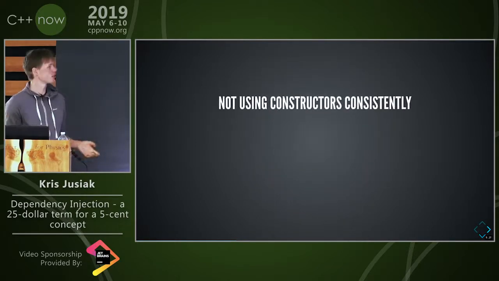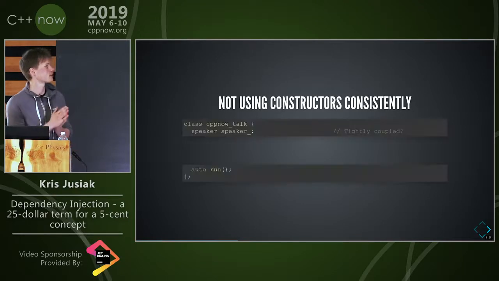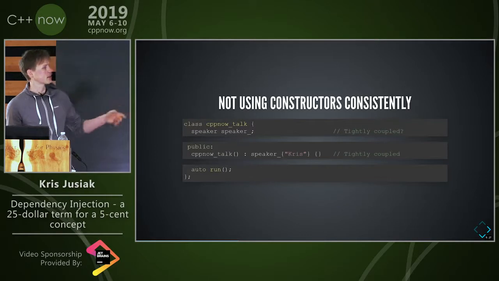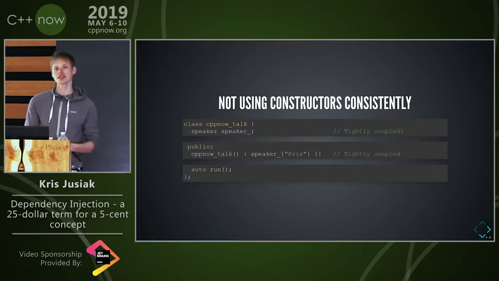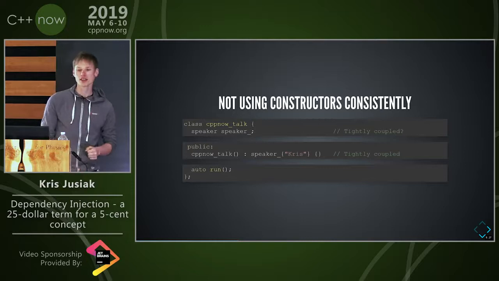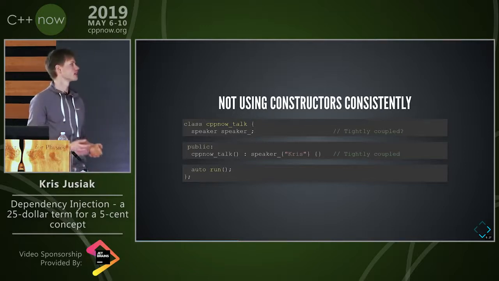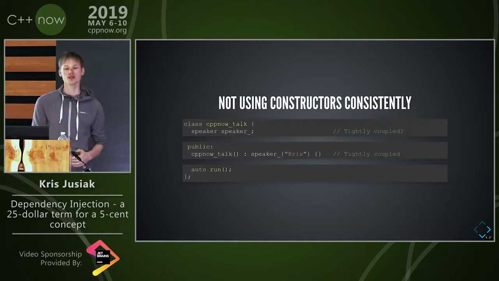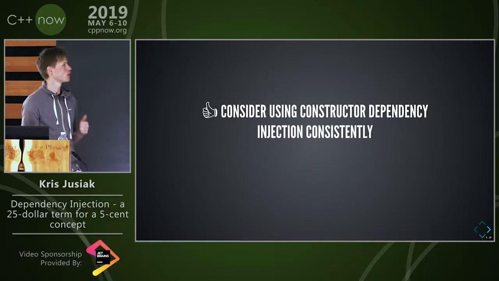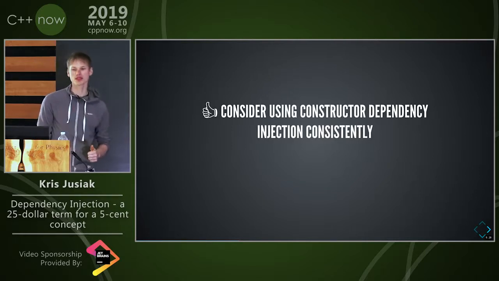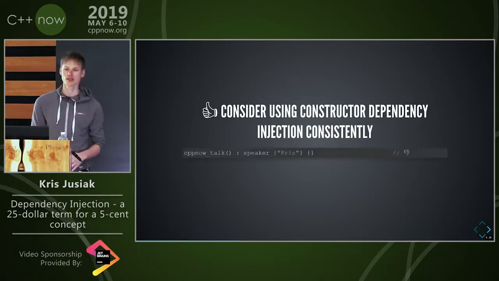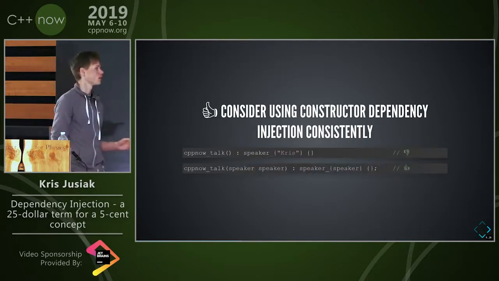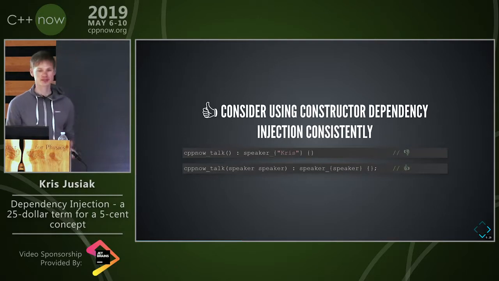So the first one is not using the constructor consistently. For example, if you have a speaker, and the speaker actually has a constructor, but we don't pass the speaker via the constructor into the talk, then we introduce this coupling again. So let's not do that. Let's pass the speaker into the talk instead. We want to always be consistent about passing it. So that's bad, but that's good. That's coupling and that's not coupling. That's the difference.